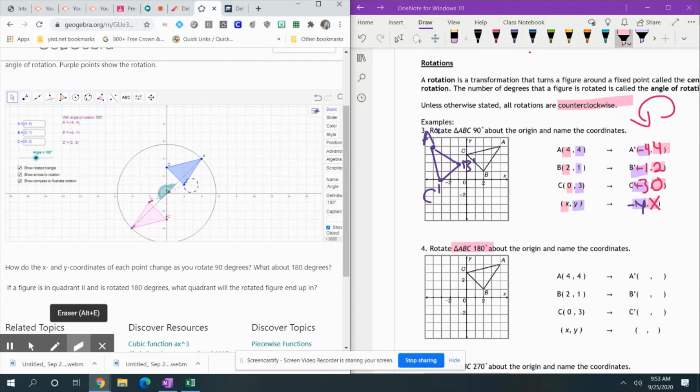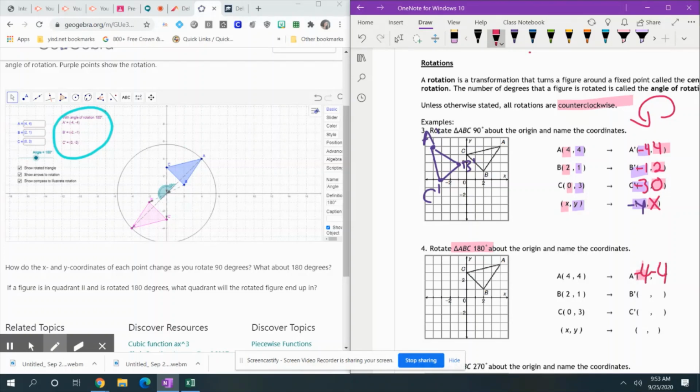And so I'm going to go ahead and write the new points. So they actually provide the new points after the 180-degree rotation. And so our new points are negative 4, negative 4. Whoops. Negative 4, negative 4. B becomes negative 2, negative 1.